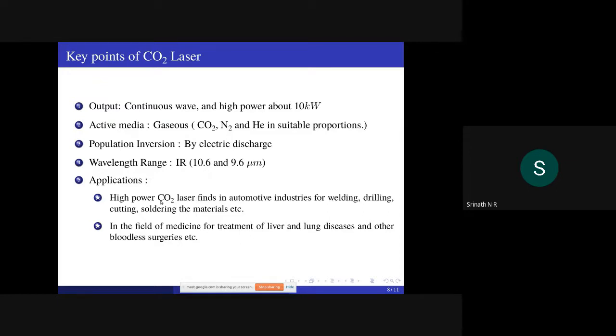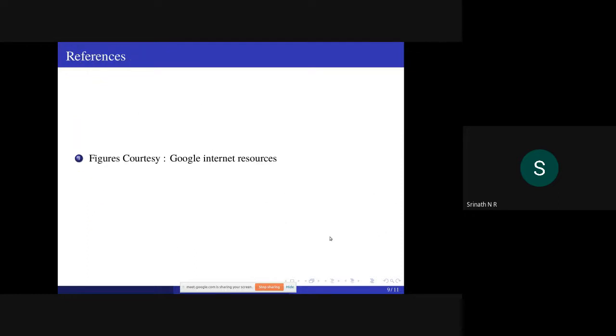Applications: high power carbon dioxide laser finds use in automotive industries for welding, drilling, cutting and soldering the materials, etc. In the field of medicine, for treatment of liver and lung diseases and other bloodless surgeries, etc. References: the biggest courtesy from Google and Internet sources.